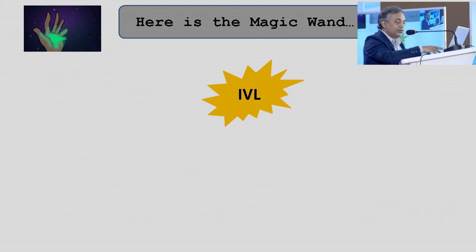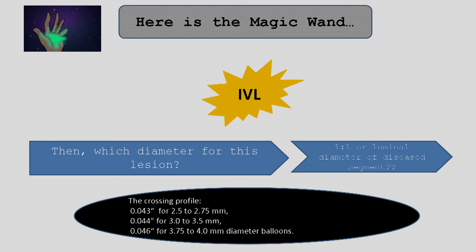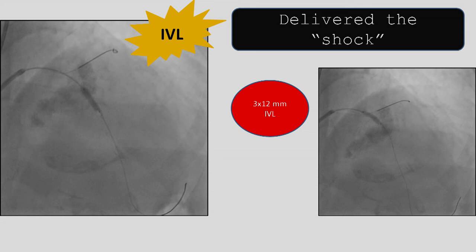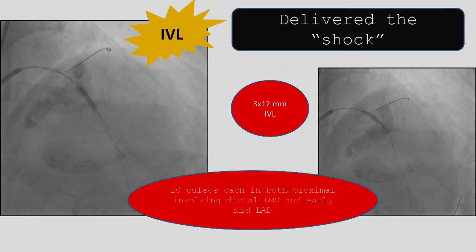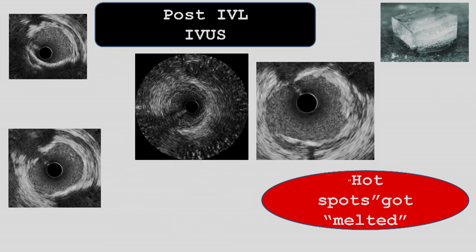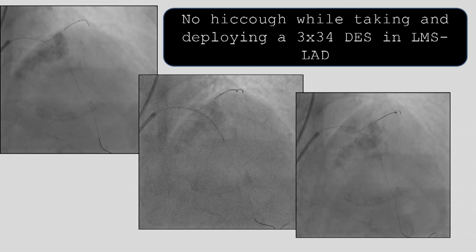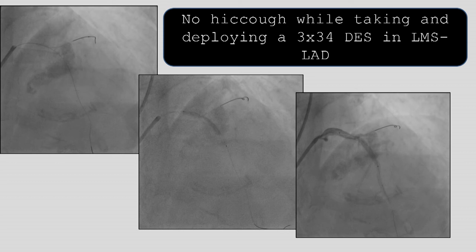This is the magic one, and which diameter you have to take? 1:1, but all the time you have to remember the crossing profile of the IVL, because sometimes maybe 0.25 less than the diameter should be taken, because otherwise the balloon may not cross. So delivered the shock here, with a 3.0 by 12 IVL and 20 pulses each, both proximal and involving the distal left main and early mid LAD. And then hot spots got melted like that. So post IVL, it was just good and soothing, so no hiccup while taking and deploying a 3.5 by 34 stent.